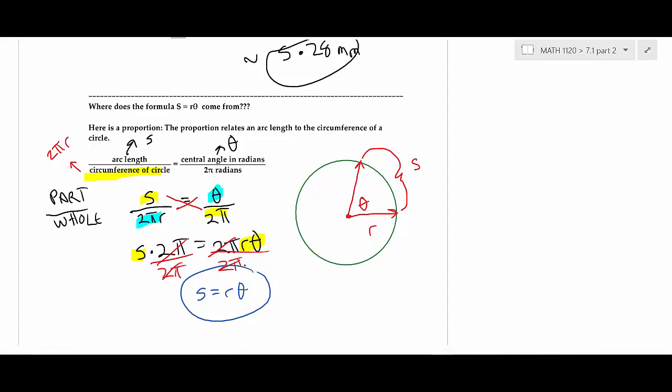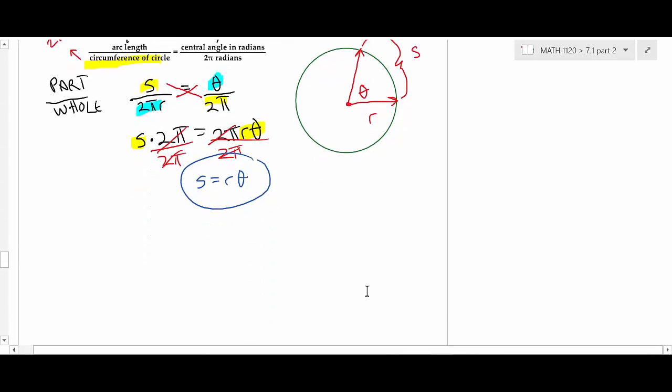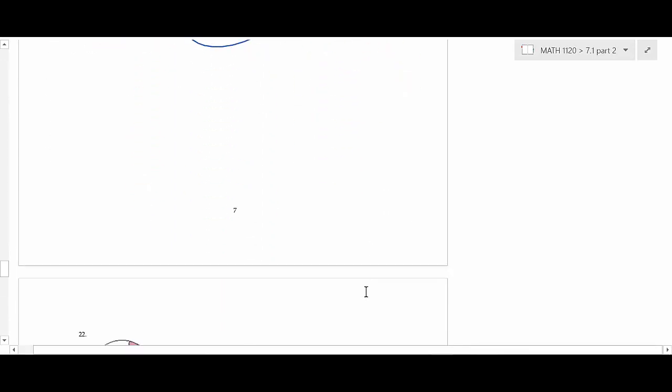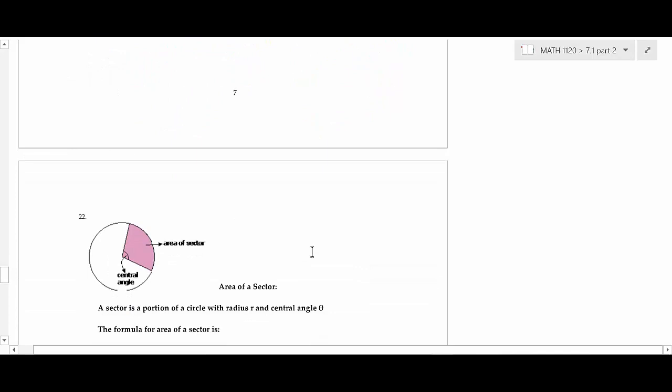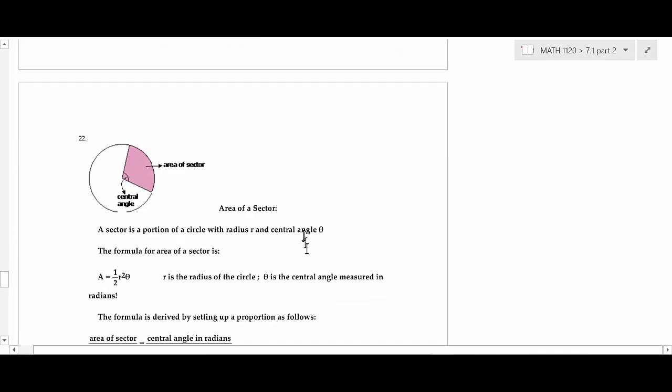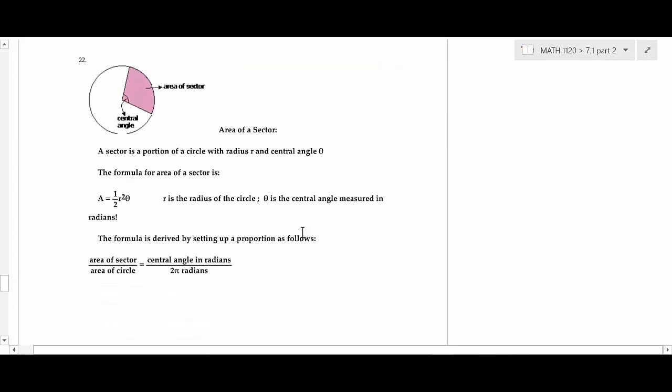Okay, we're going to do another formula in a similar way. Proportions a lot of times are very useful when you're dealing with geometric concepts. I don't have you ever do that on a test or anything, but I like to show you that in class and tell you where that comes from. The last thing that we're going to do on this part of the notes is what we call an area of a sector.